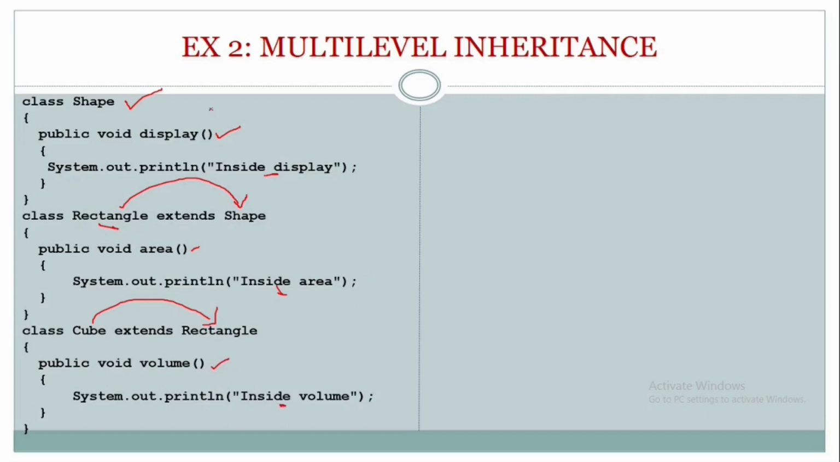Again, this is one more example of multi-level inheritance. As you can see here, cube extends rectangle and rectangle extends shape. Now suppose I create an object of cube, the object of cube can access the method volume, it can access the method area, and it can access the method display because of the concept of multi-level inheritance.